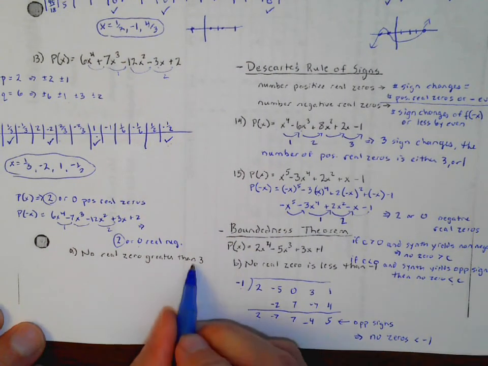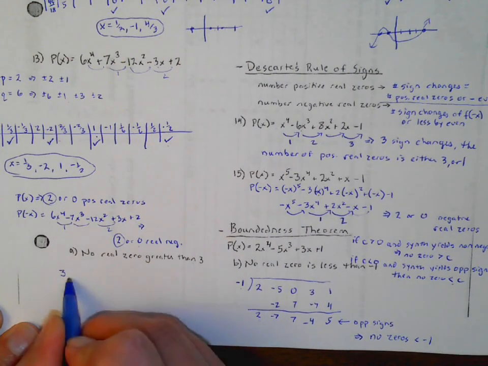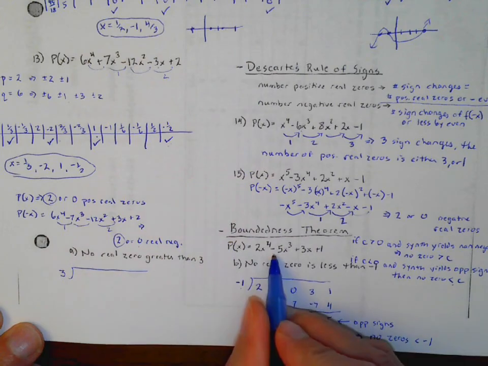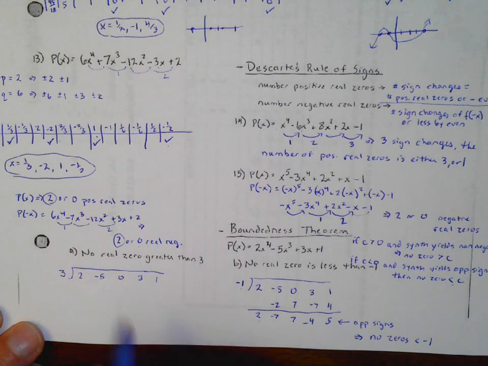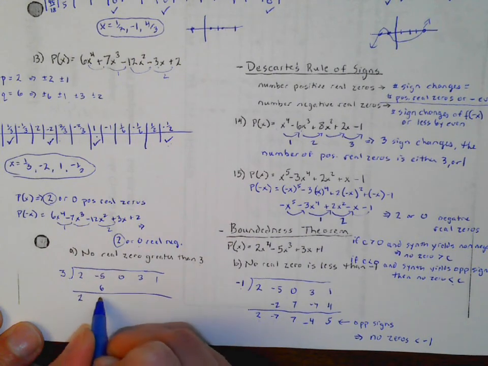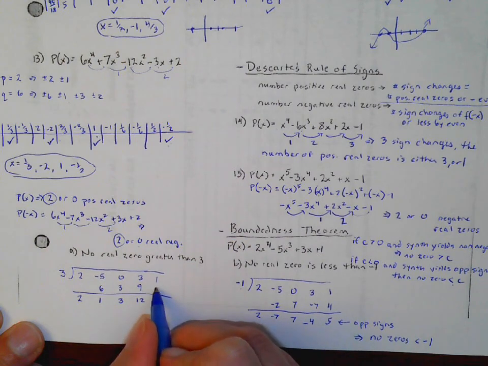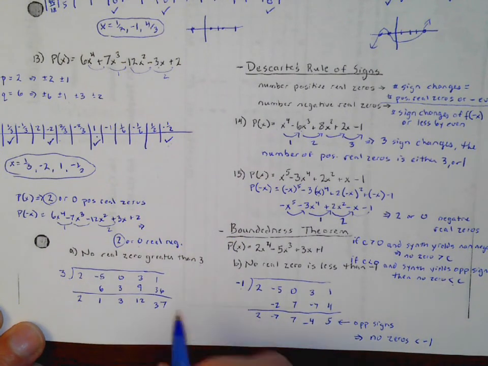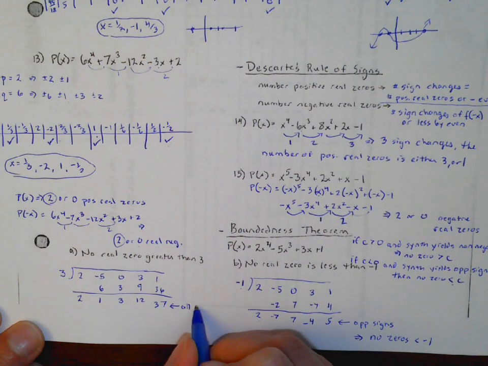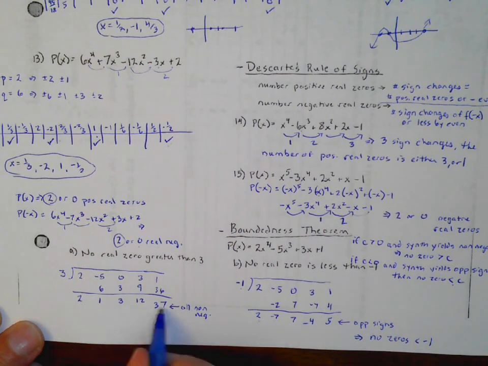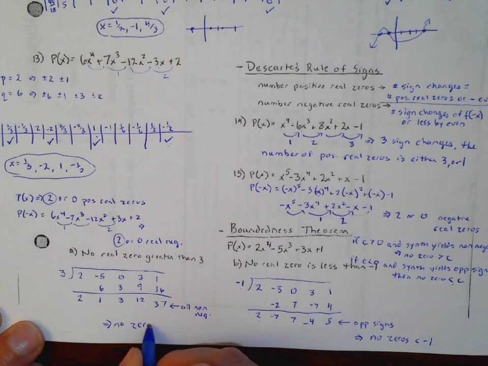Okay, now if our c is greater than 0, which 3 is, okay, let's again divide it out. So 2, negative 5, 0, 3, and 1. Okay, so now if these all yield non-negatives, these are all non-negative, 0 is okay in there, then we can say that there are no zeros greater than 3.